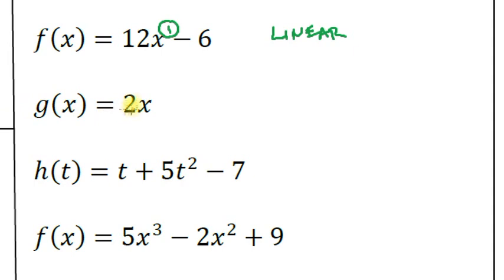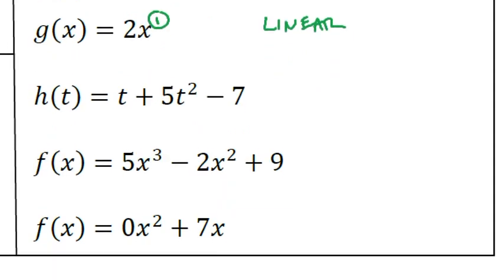g of x is equal to 2x. Again, the highest exponent on a variable is 1. And that means this must be linear. Take a look at the next one.